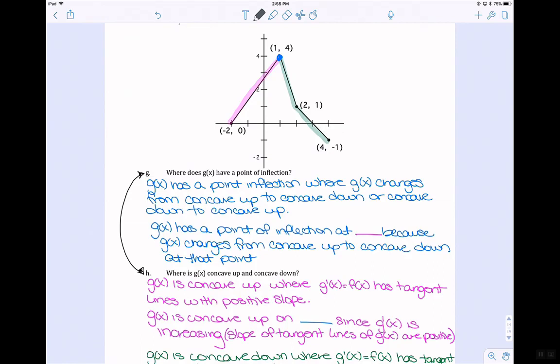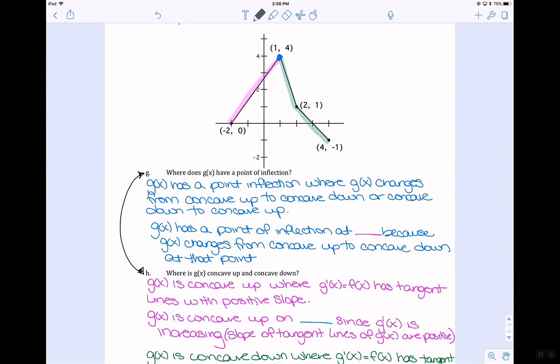So part G, where does g of x have a point of inflection? Well, in order to have a point of inflection, you have to change concavity. So you have to do part H before you can do part G. And just know that typically on the free response test for College Board, they will put point of inflection before concavity, even though you're supposed to do whether it's concave up or down first before you identify points of inflection. So they will always probably ask you questions backwards for this. Okay? So first, let's figure out where it's concave up or concave down.